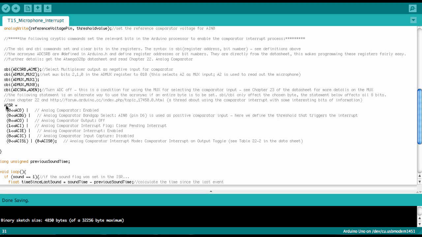Here we use a little bit of different syntax because we need to set the entire ACSR register to define all the comparator functions.